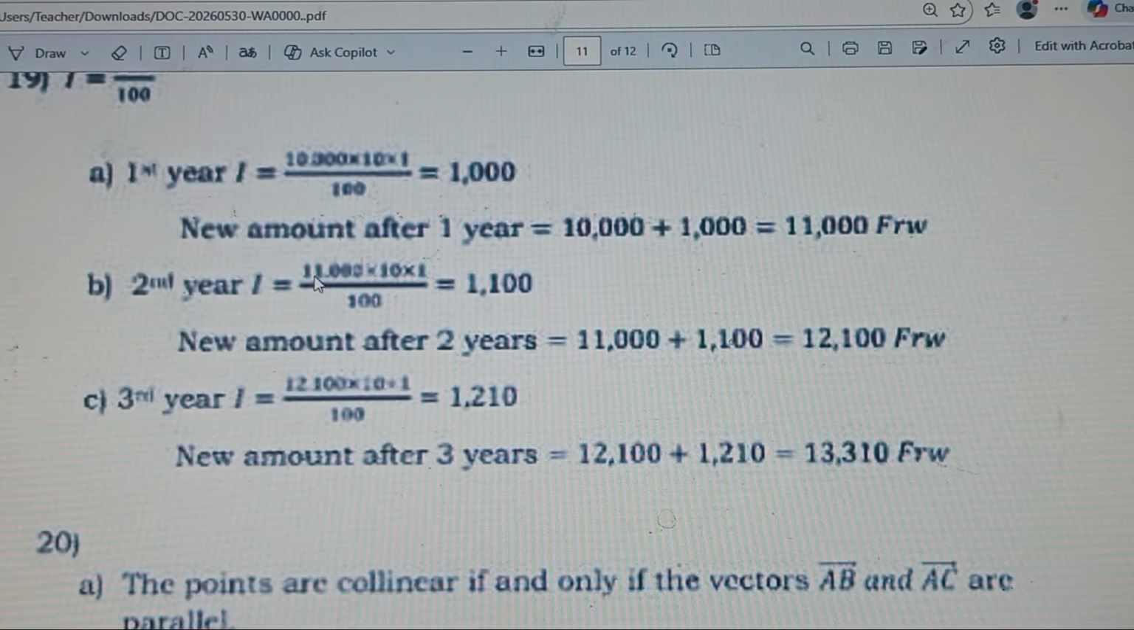For B, the year 2 is also you start with that amount. It is 11,000 times 10 over 100. Then you will get 1,100. Then you add with that interest, you will get 12,100. That is a simple question especially in senior 1 and even in senior 3.